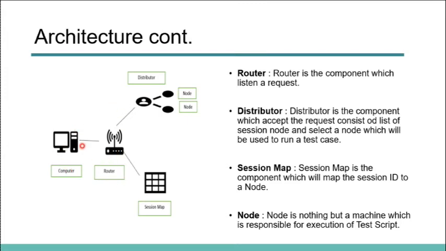So when we send the request, first the router will listen to your request and send it to the distributor. Based on its logic, the distributor will distribute the request to the nodes, and the session map will map the session ID to the node.